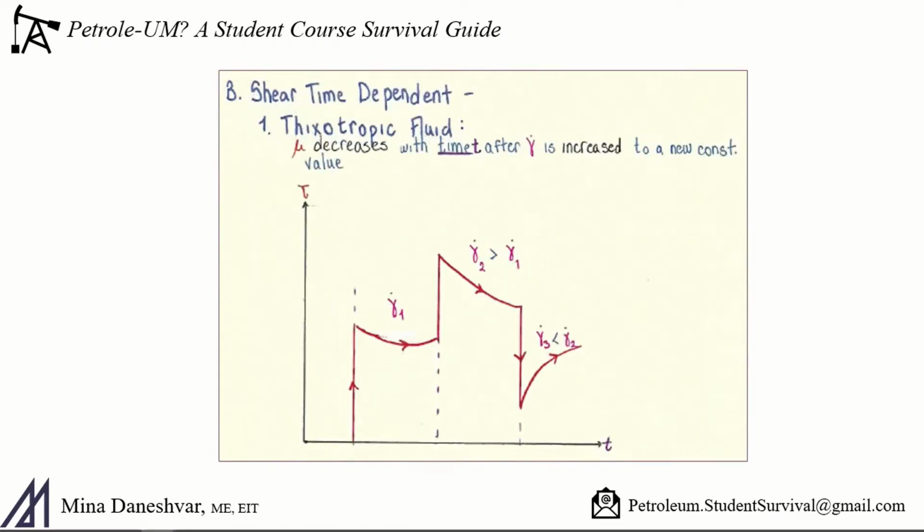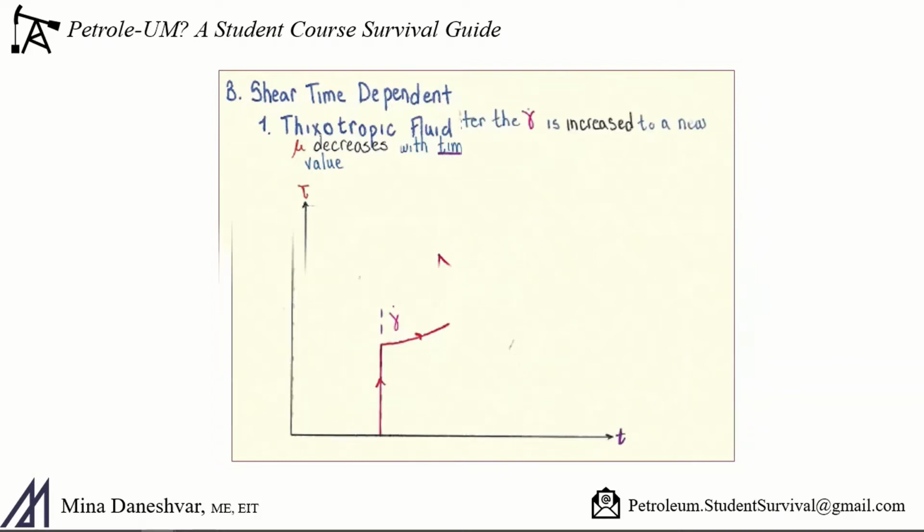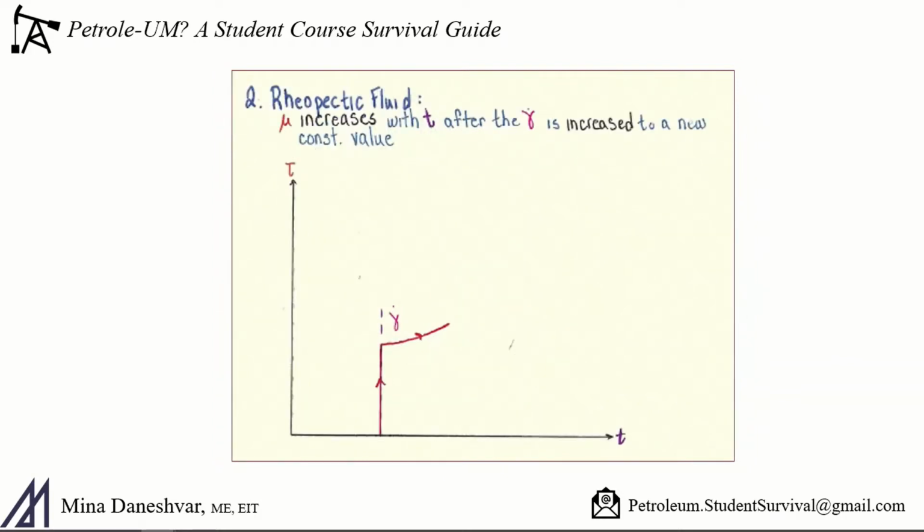A shear time-dependent fluid, such as a Thixotropic fluid, viscosity decreases with time after the shear rate is increased to a new constant value. And this means that the viscosity can return to another value just over time if it's left alone or at a different shear rate. A Rheopectic fluid, viscosity increases with time after the rate is increased to a new constant value.